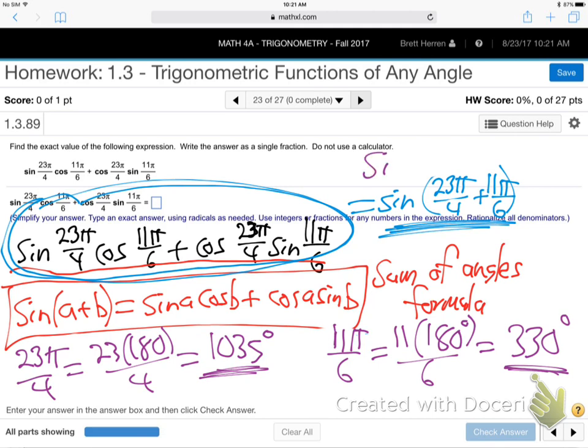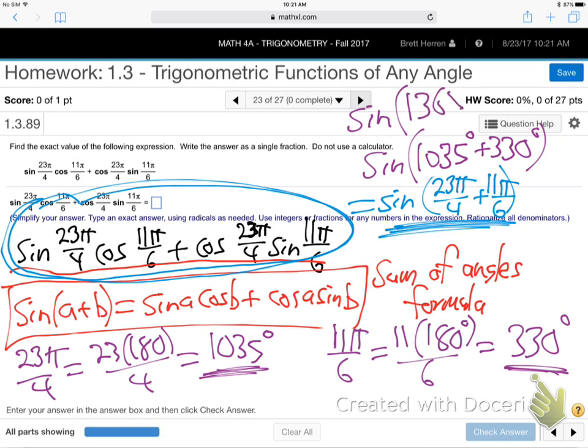So this is the sine of 1035 degrees plus 330 degrees. That's the sine of 1365 degrees. We're almost there. We're getting close. Is that good up to there? Y'all see what I did?